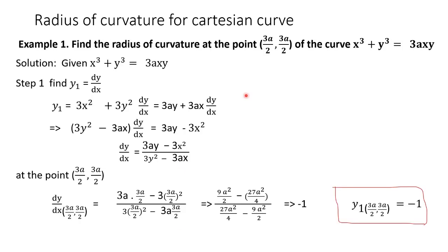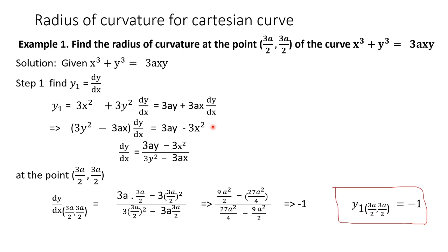Example 1. Find the radius of curvature at the point this, of this curve. Solution, given this. Step 1, differentiation of this: y1 is equal to 3x square plus, here we are differentiating with respect to x, so y cube will become 3y square dy by dx. In 3axy, product rule applies, first keeping y as constant along with 3a, differentiating x will be 1 and we get 3ay, plus, now keeping x as constant along with 3a differentiate y, we get 3ax dy by dx.